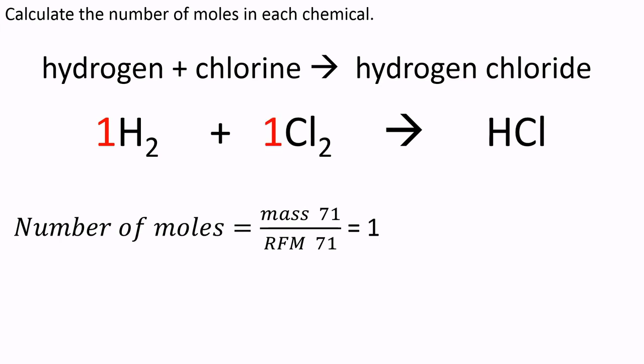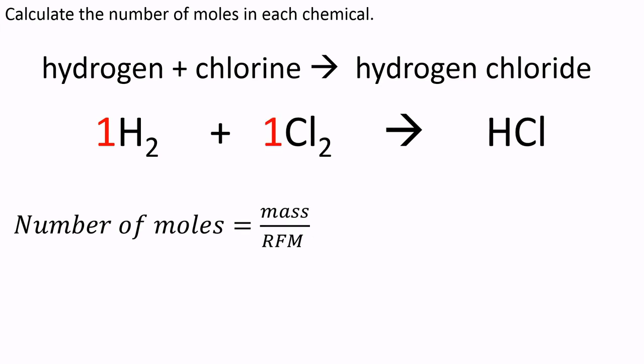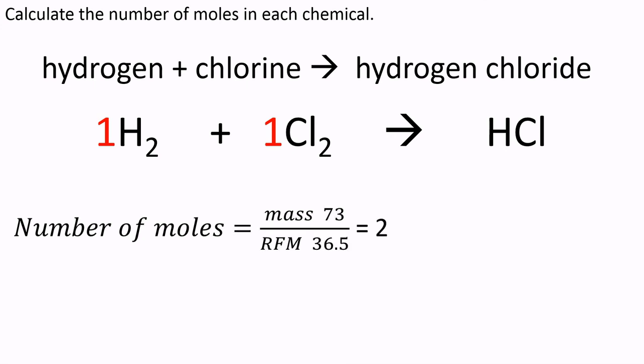Pop the 1 in. Finally, let's have a look at HCl, hydrogen chloride, or hydrochloric acid, if you want to call it that. 73 grams the question calls for of hydrogen chloride. So it's 73 is the mass divided by a relative formula mass. Okay, what's the relative formula mass of HCl? 35.5 plus 1, that's 36.5. 73 over 36.5, that gives you 2. So we pop the 2 in.